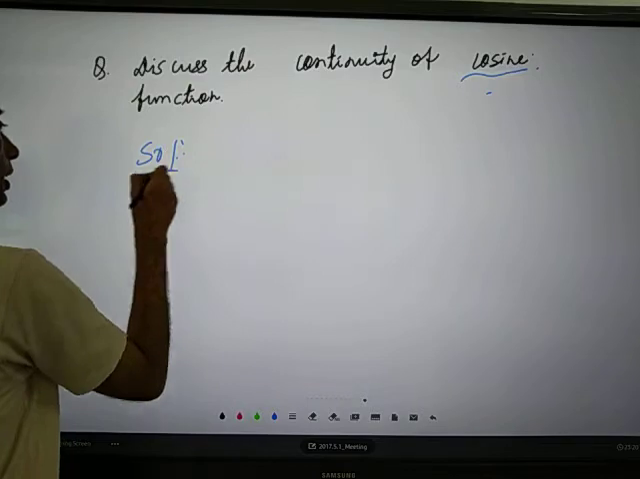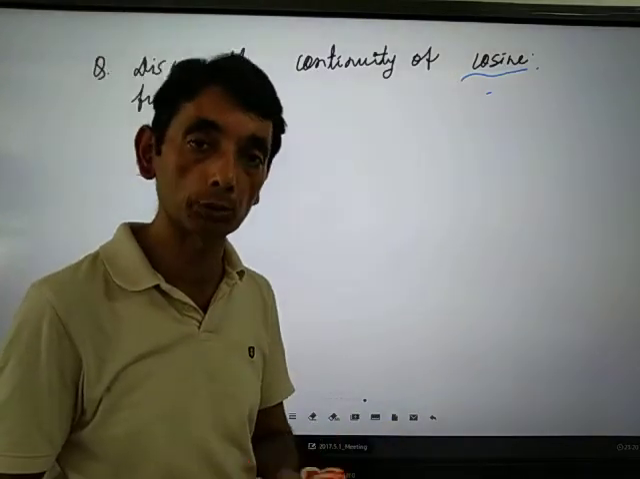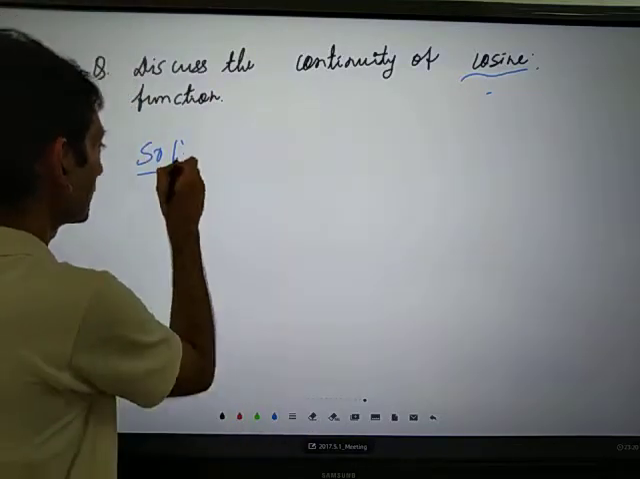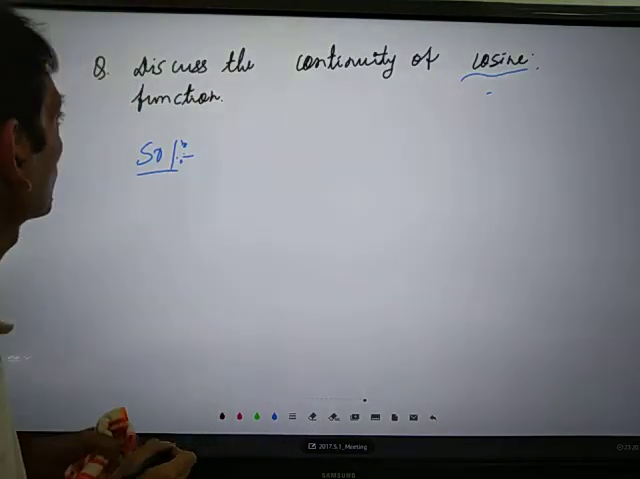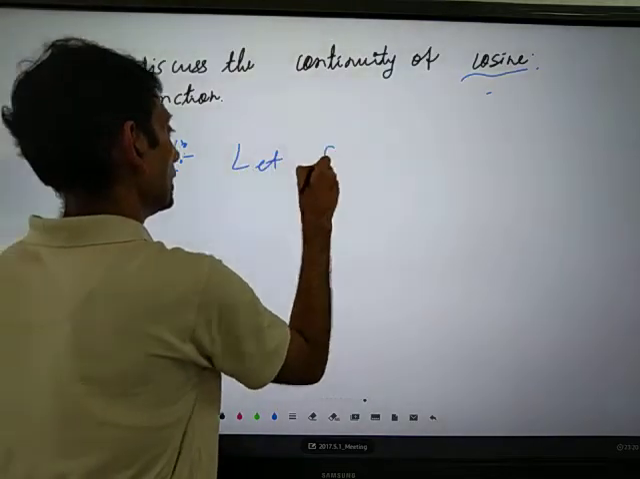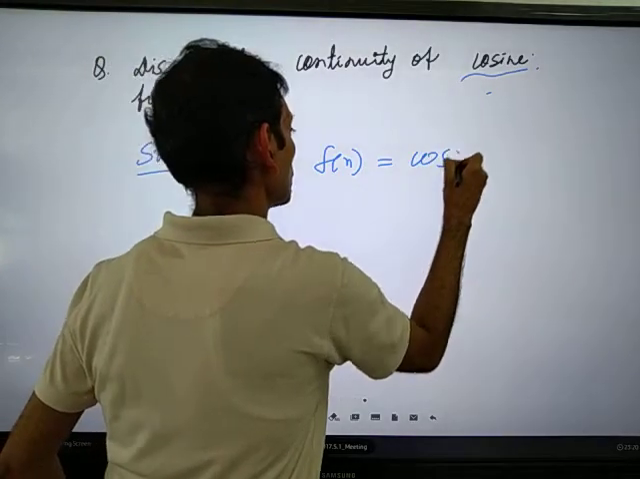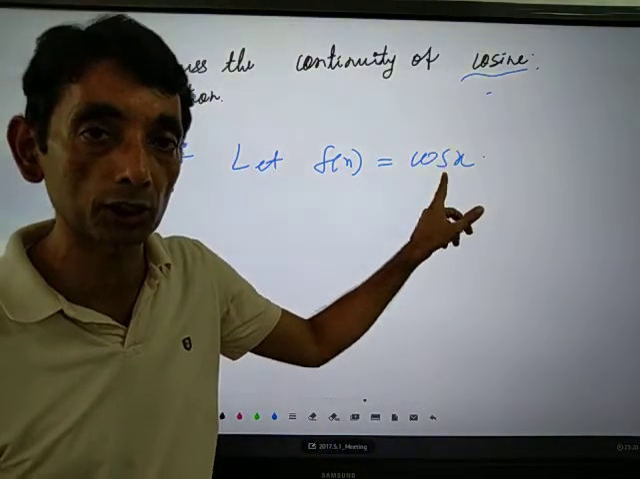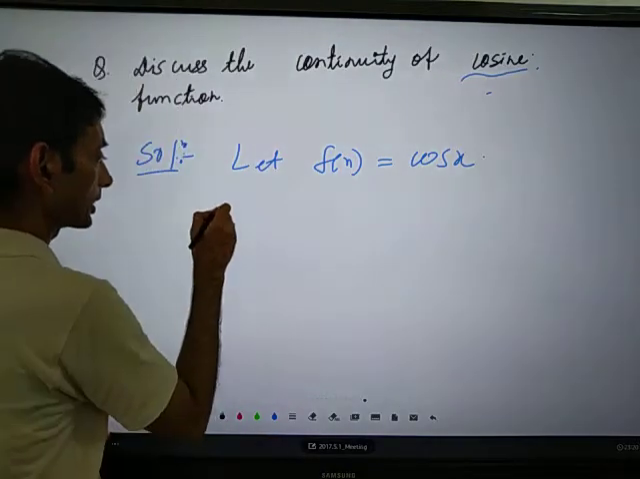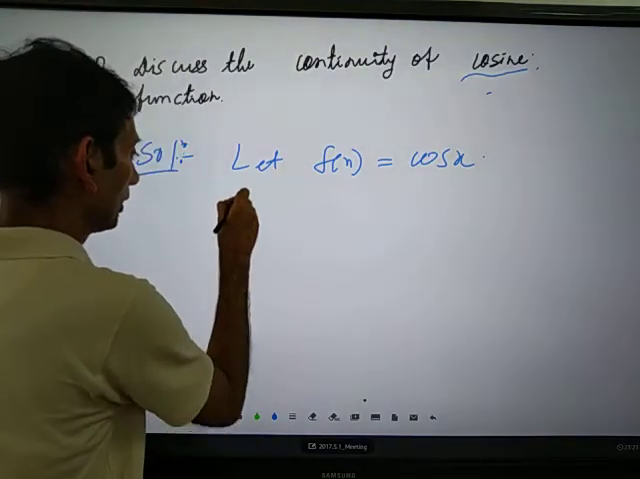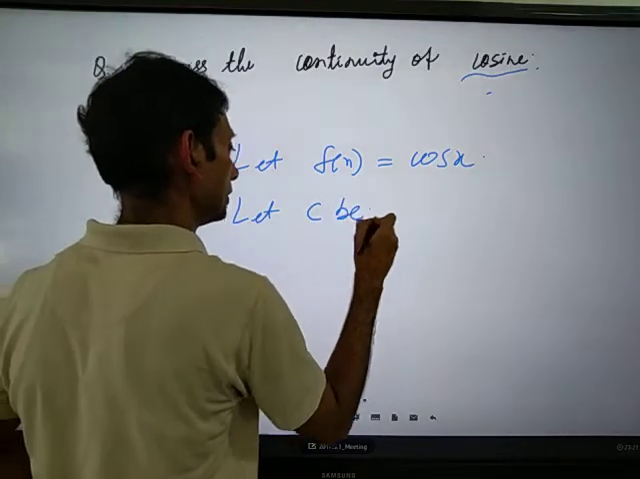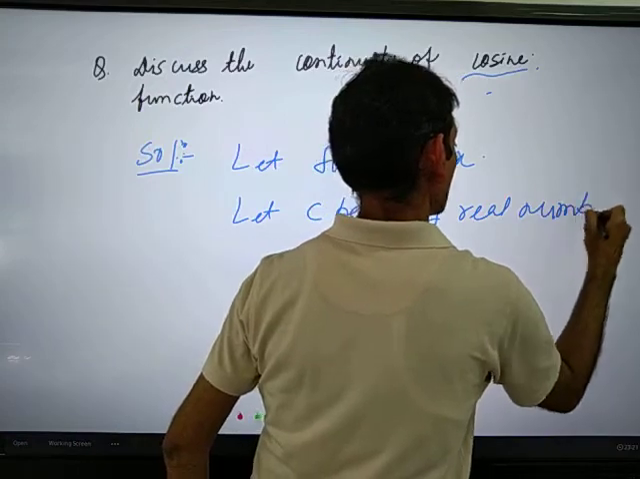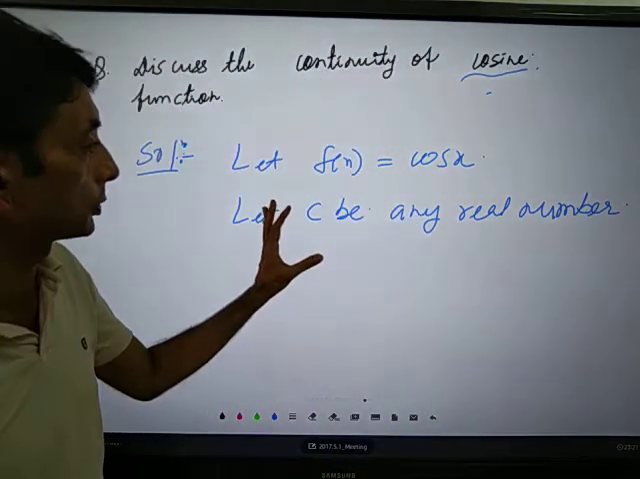If it is for 1 mark, sometimes you can show it with the help of the graph also, but if it carries more marks, then you should consider the steps. Let f(x) equal to cos x. We know the domain of the cos function is R. We'll just consider any real number. Let c be any real number, arbitrarily chosen.